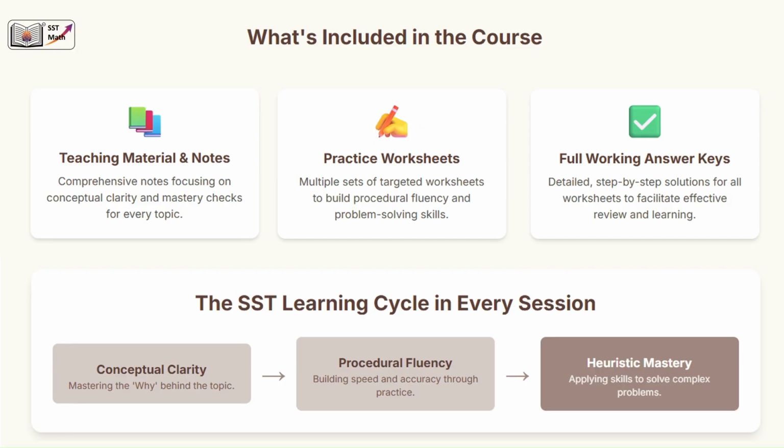Now, as with all SST learning cycles, every single student in the course will gain concept clarity. They will master the concept so well that they are truly prepared for PSLE. And they will build their methods and skills and develop procedural fluency, speed and accuracy. At the same time, they are being taught how to apply the methods and skills they learn to different complex math problems in the exam.